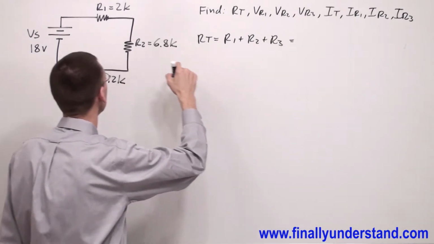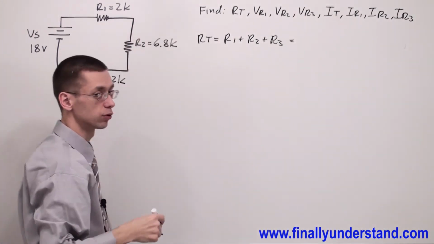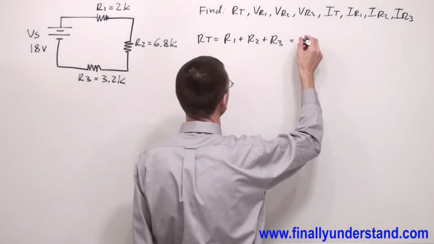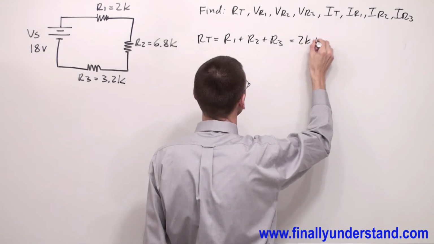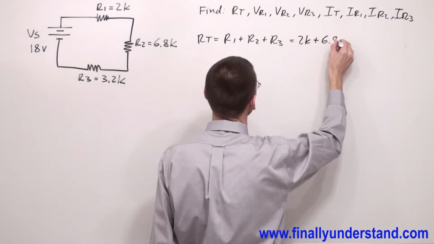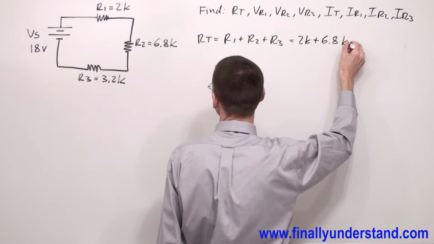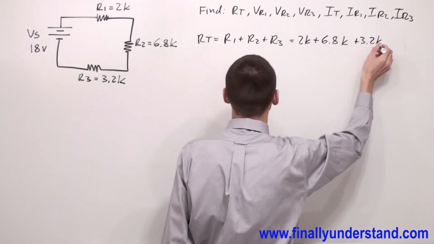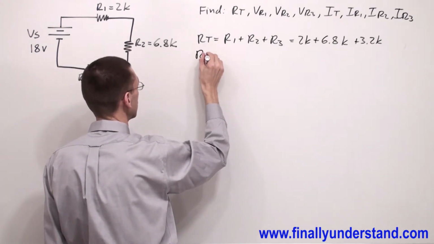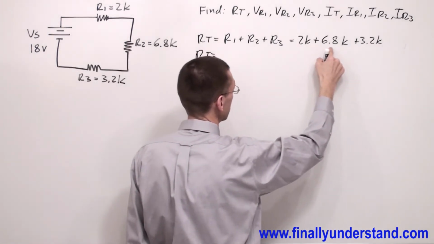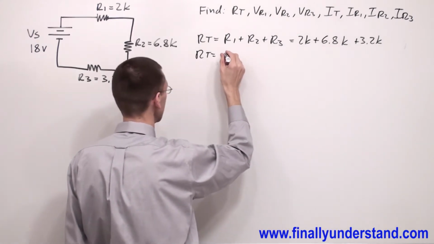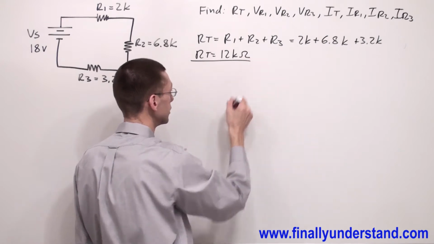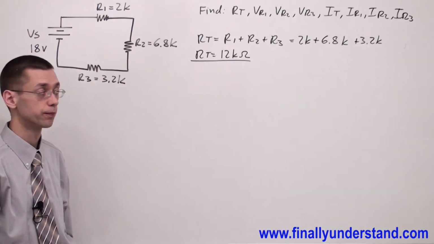Please notice that anytime you see 2K, it means automatically 2 kilo ohms. So I have 2K plus 6.8K plus 3.2K. R total is equal, if you are going to add all these values together, you are going to end up with 12 kilo ohms. This is the total resistance of this circuit.